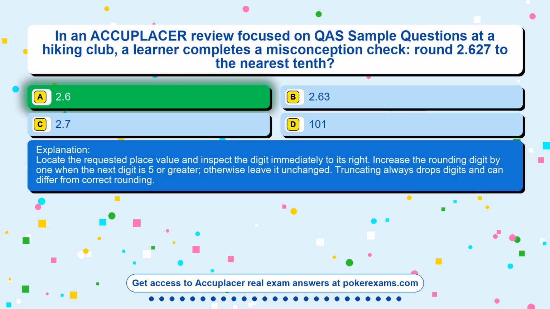Locate the requested place value and inspect the digit immediately to its right. Increase the rounding digit by 1 when the next digit is 5 or greater, otherwise leave it unchanged. Truncating always drops digits and can differ from correct rounding.